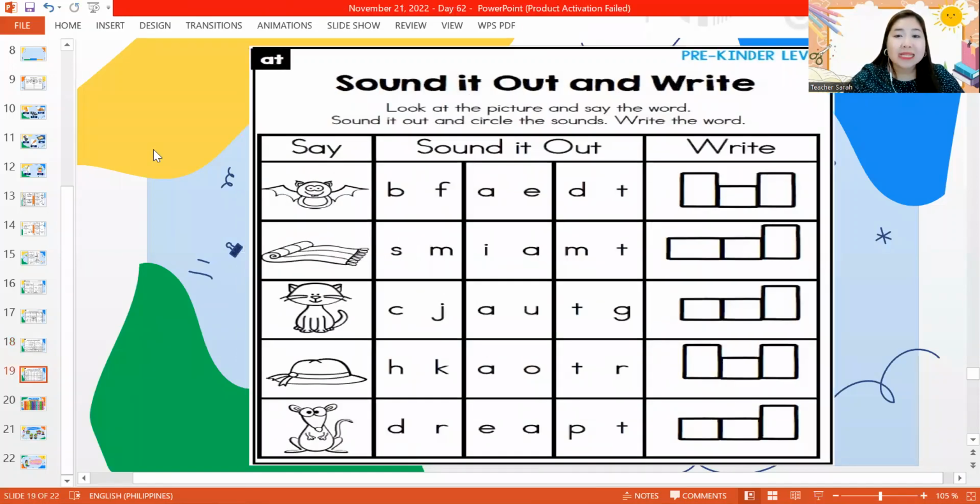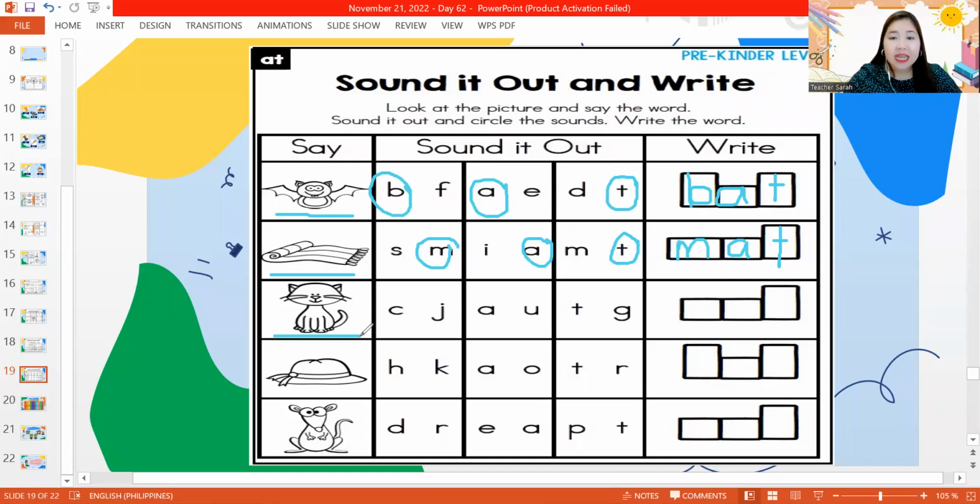So, it's going to be sounding out. So, let's answer this one together. What animal is this again? It is a bat. Very good. A, bat. B, a, bat. Next picture, this is a mat. Good job. A, it is a mat. A, it's a mat.